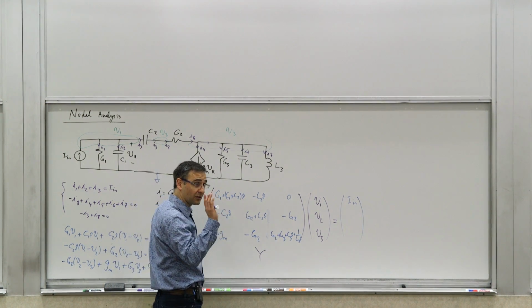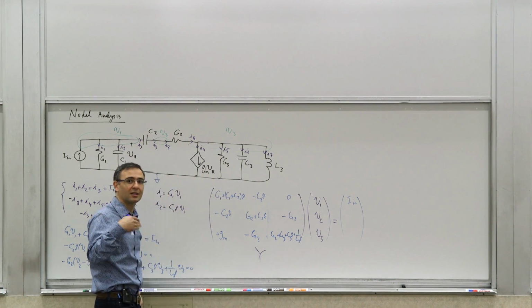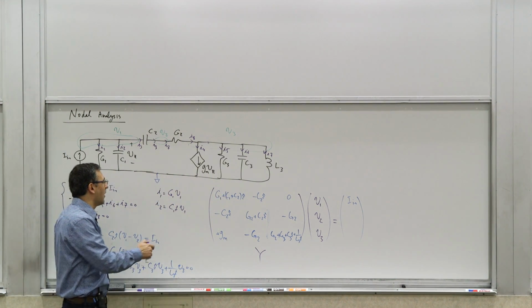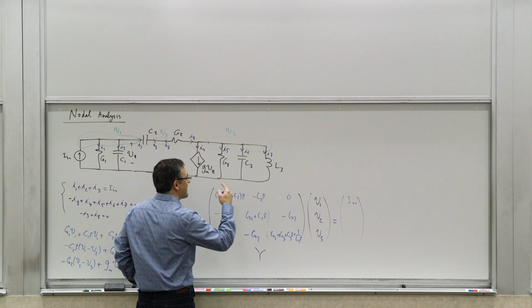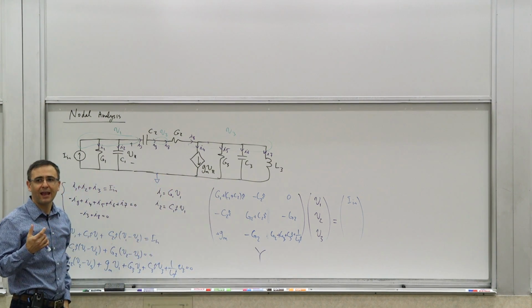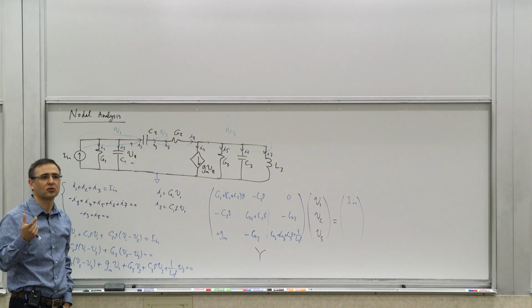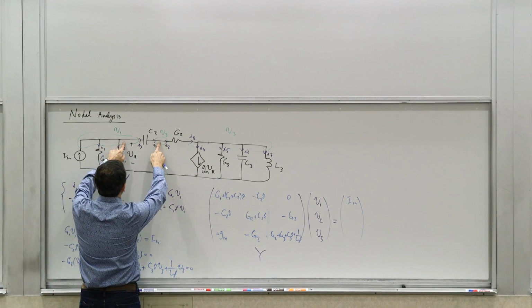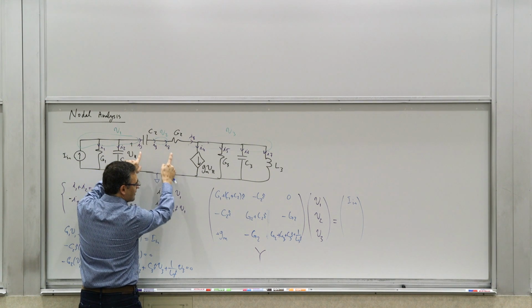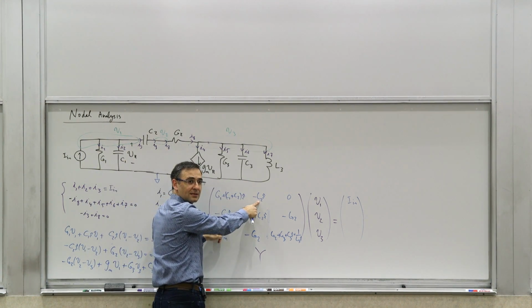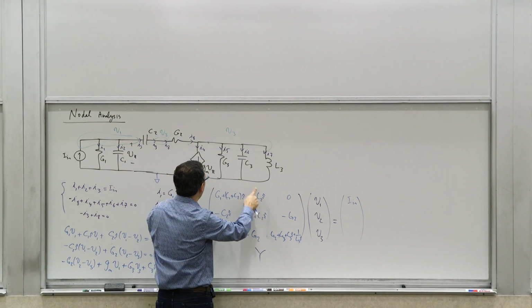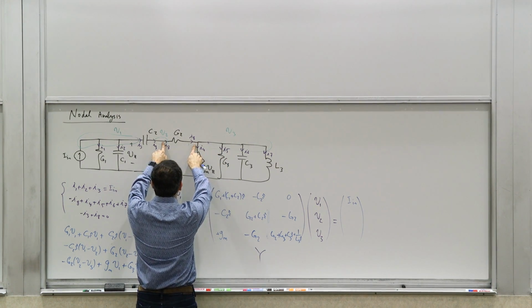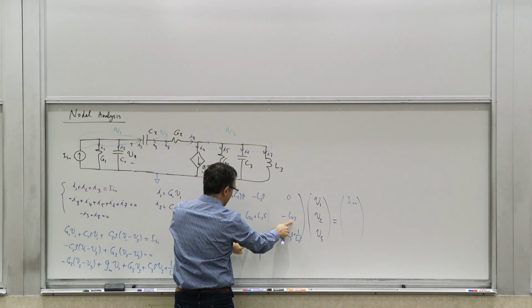And the off-diagonal elements, again, not counting the dependent sources, are basically the negative of the element directly connecting those two nodes. So for example, nodes 1 and 2 are connected through C2s. So you get negative C2s, 1, 2, and 2, 1. Or nodes 2 and 3 are connected through G2. So you get negative G2 here.